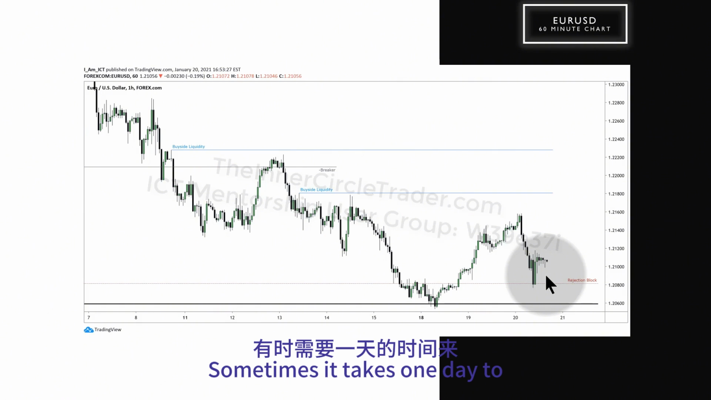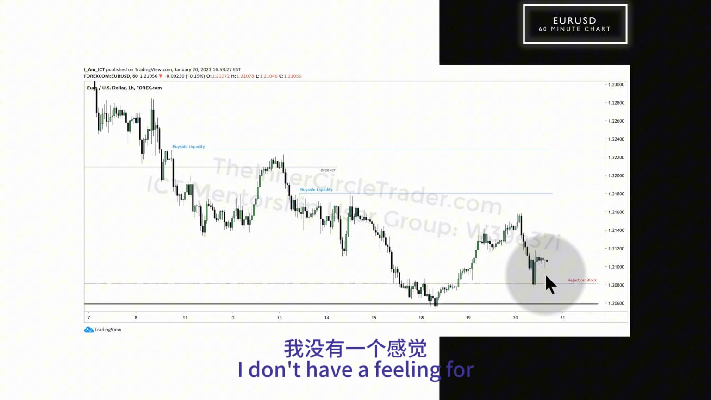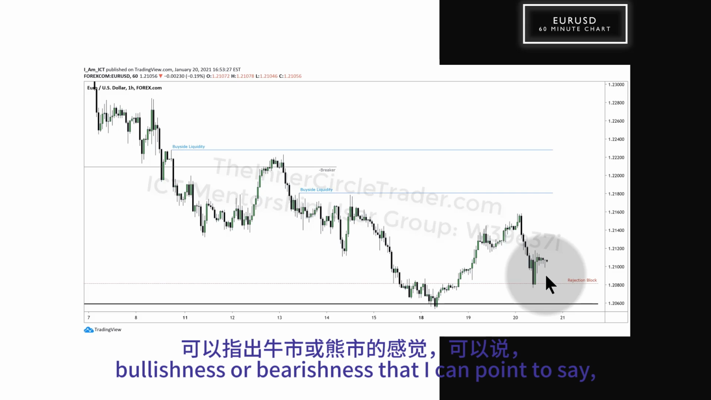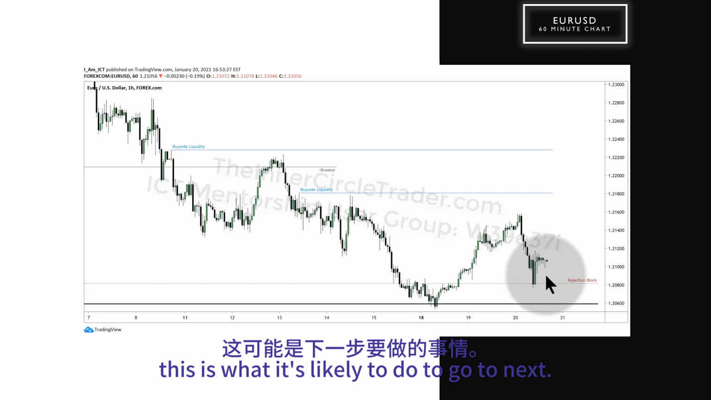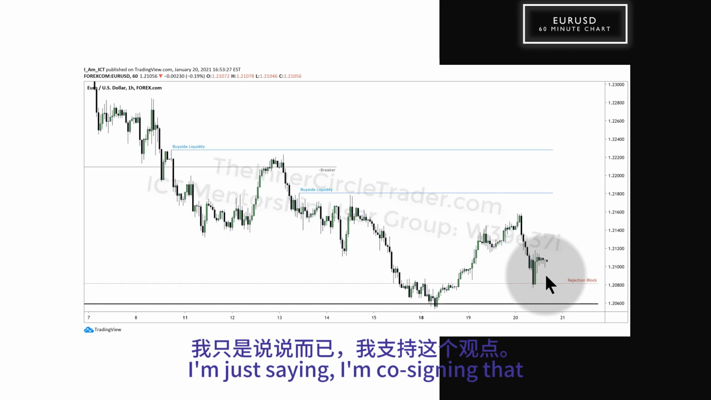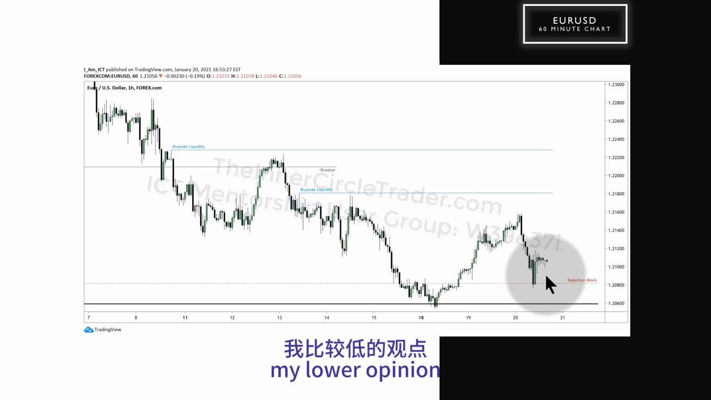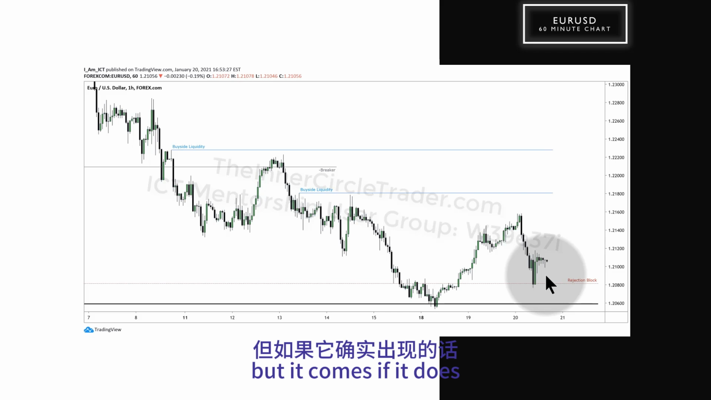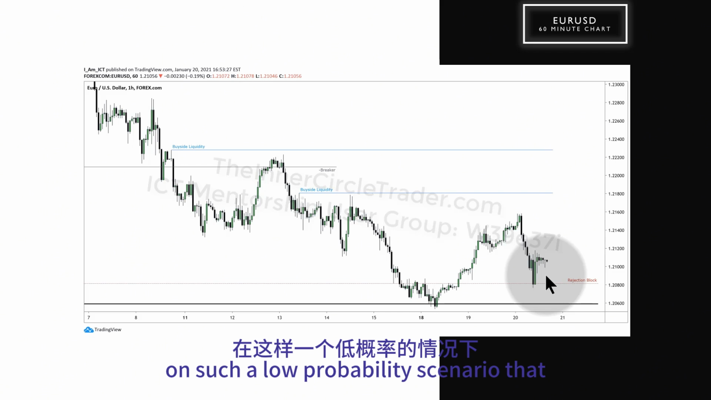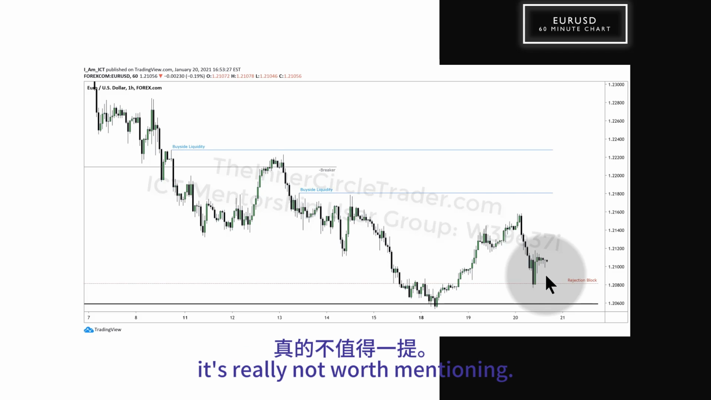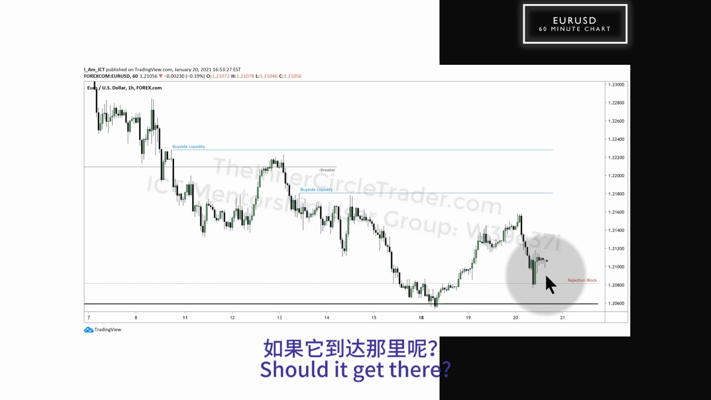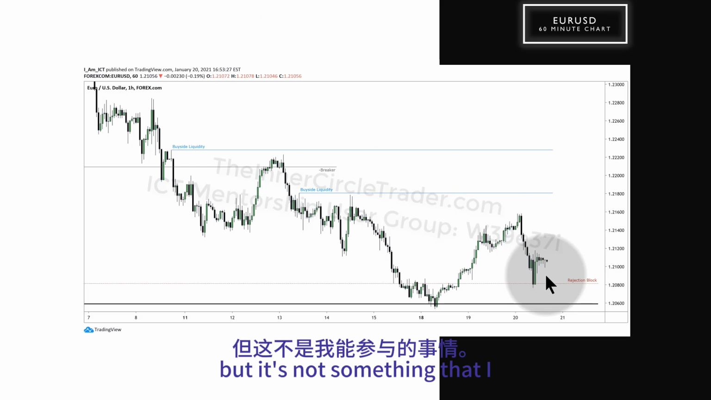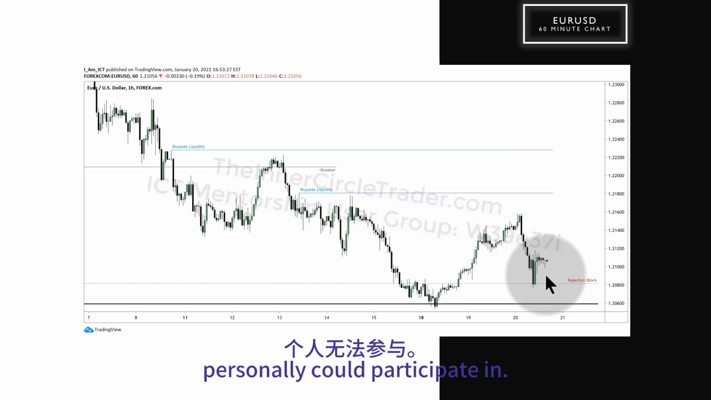Sometimes it takes a week, sometimes it takes one day to get the information I need to get back in sync. Right now, I don't have a feeling for bullishness or bearishness that I can point to and say this is what it's likely to do next. I'm just saying, I'm co-signing that my lower opinion on euro still could potentially come, but it comes, if it does, on such a low probability scenario that it's really not worth mentioning should it get there. Yeah, it's a moral victory, but it's not something that I personally could participate in.